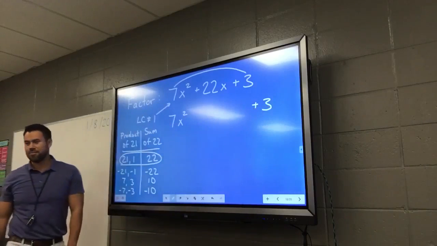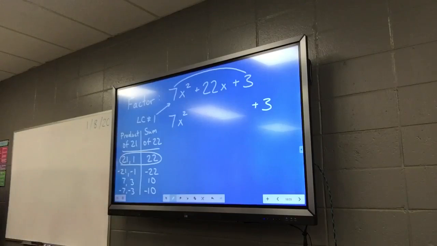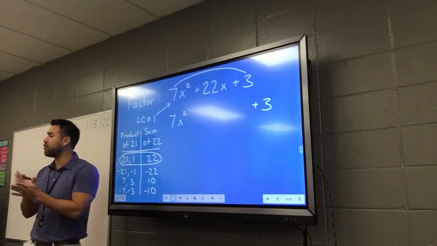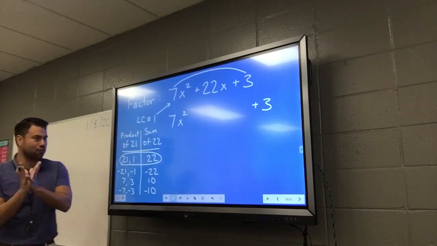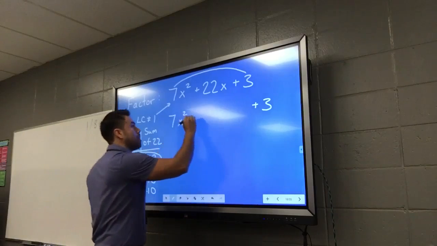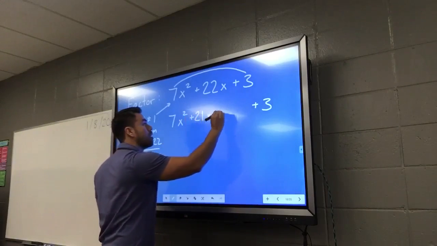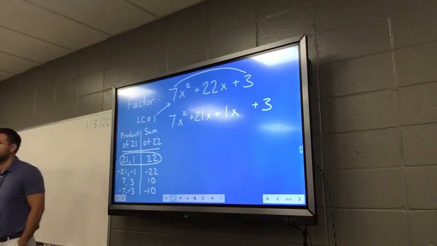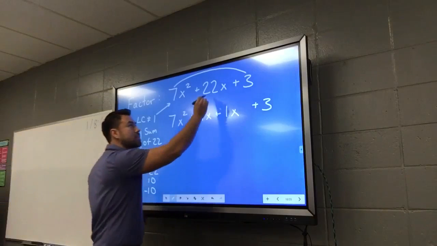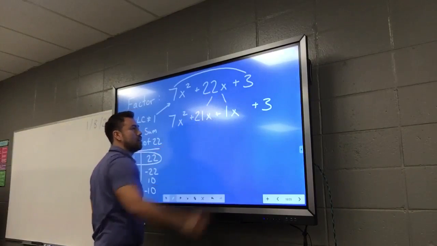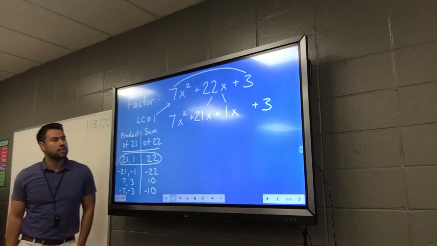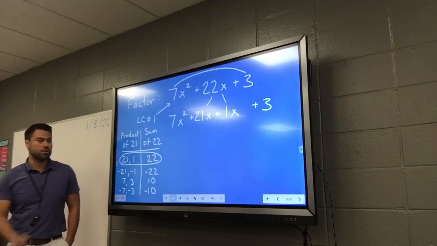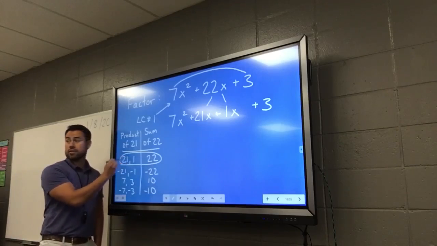What did I leave out? The 22x. Okay. I'm going to put it back in a different form. Did I really put it back in there? Yes. Okay, look at this right here. Well, what did 22x break down into? 21x and 1x. Where did I get those 2 numbers? Right here. This is where I got those numbers.